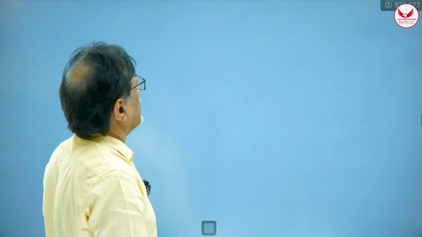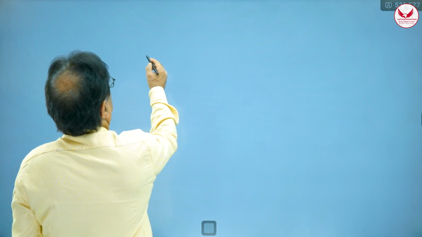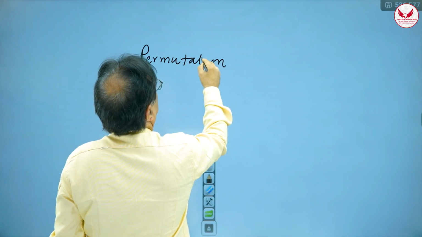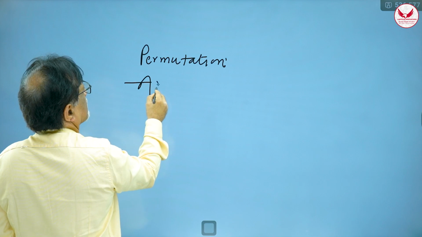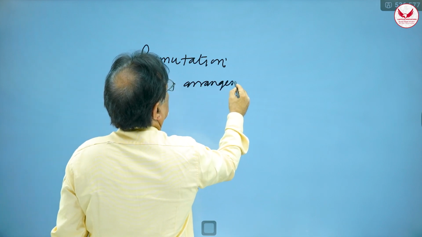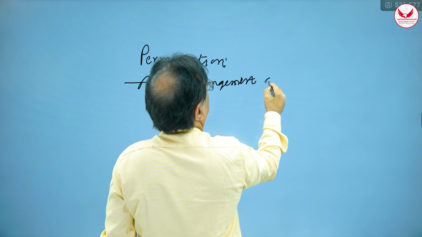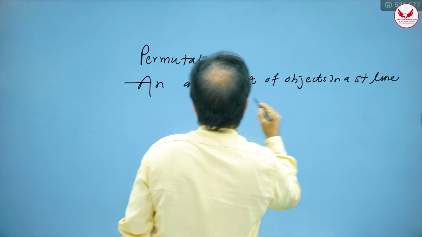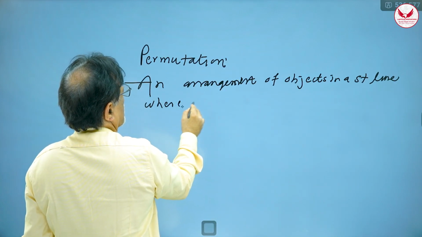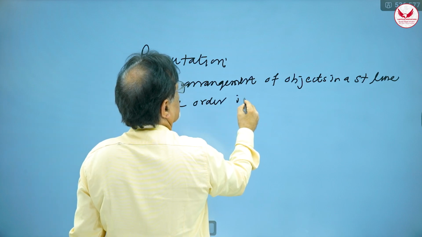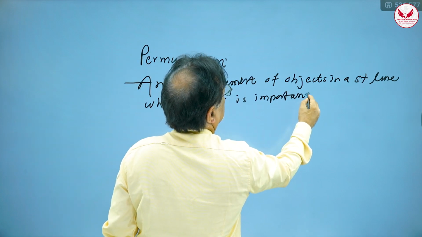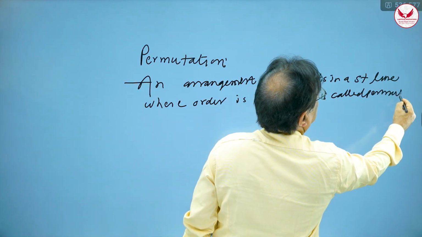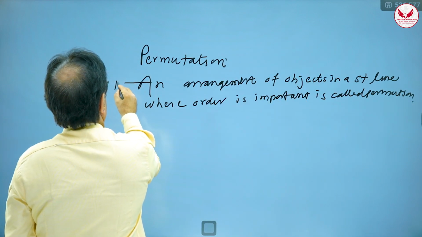So in general, now remember one thing, that I have defined what is permutation. I'll take the summary of permutation. An arrangement of objects in a straight line where order is important is called permutation. That is the first thing that we have learned.